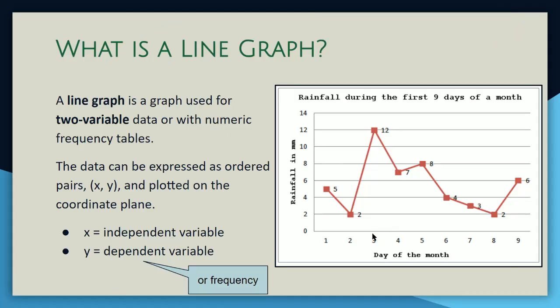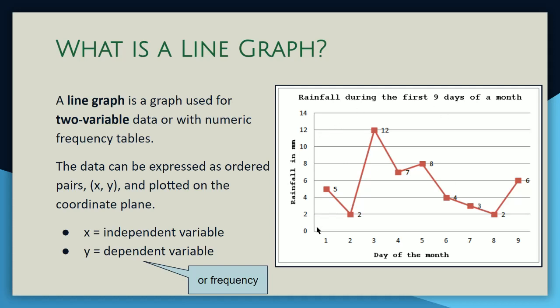So a line graph is used for two variable data or with numeric frequency tables. Data of this type can be expressed as ordered pairs, x comma y, and plotted on the coordinate plane. So if we're dealing with two variable data from a stats experiment, x is the independent or explanatory, y is the dependent or the response. If we're looking at single variable numeric data in a frequency table, x are the values of the variable, y is then the frequency. And we've got an example here.